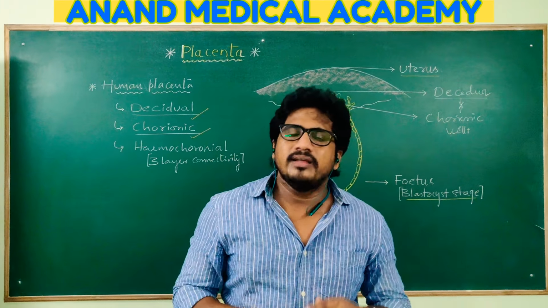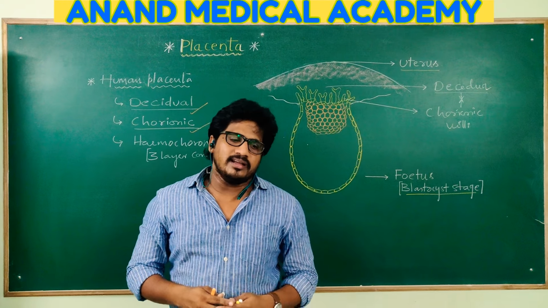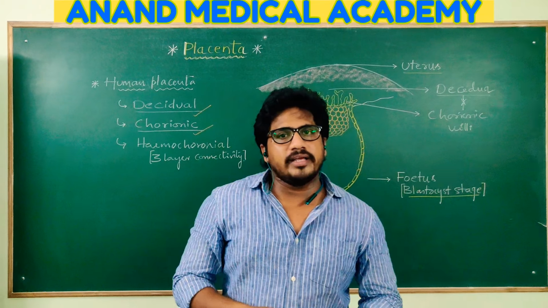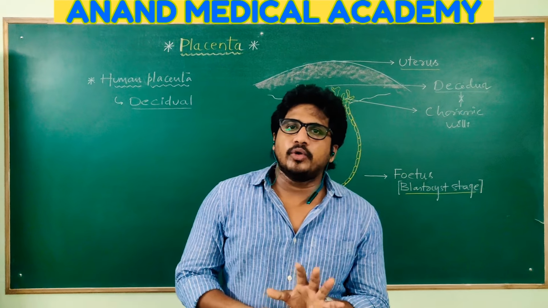That does not belong to human. Example: rabbit. In rabbit, chorioallantoid placenta will be there. Allantois is one of the extra-embryonic layers. In future sessions, you will come to know that. The implantation session, I already told you.